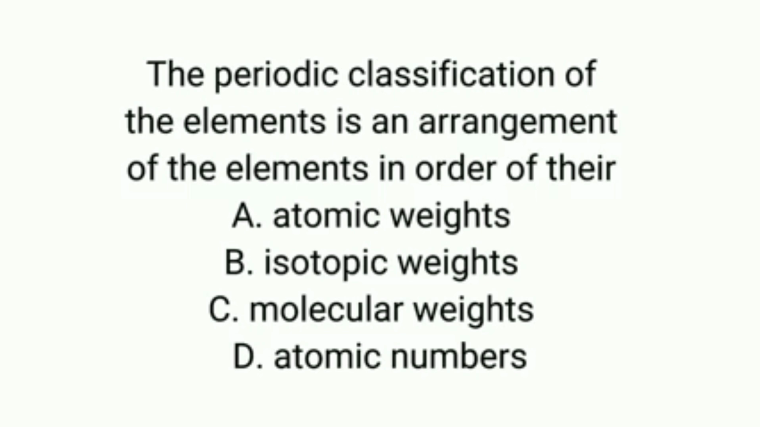B. isotopic weight. Of course, it is not isotopic weight. Isotopy has to do with the existence of two or more elements with the same atomic number but different mass number. It is not talking about the arrangement of the elements. C, we have the molecular weight. Of course, it is not the molecular weight. And then D, we have the atomic number. D is the correct answer here because the elements in the periodic table are arranged with respect to increase in atomic number. Right, so let's go to question number 2.